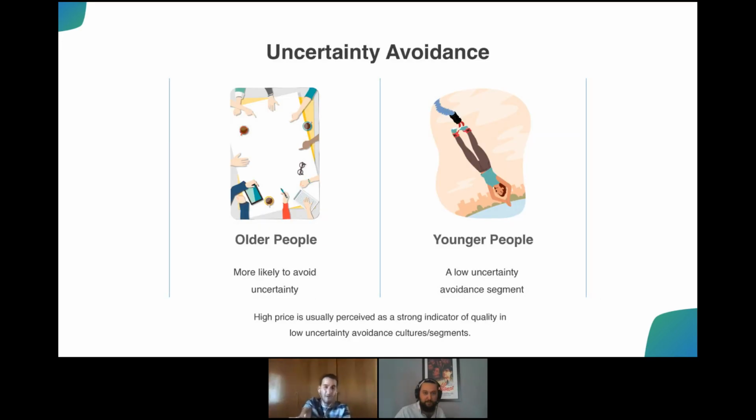Another aspect, if we dive deeper, is obviously age. And there's a sub aspect related to age, which is uncertainty avoidance. For example, older people are more likely to avoid uncertainty, but younger people have low uncertainty avoidance. The last sentence I wanted to put here is that high price is usually perceived as a strong indicator of quality, mostly in low uncertainty avoidance cultures. So, for example, younger people, like I just said, typically associate some value, some branding value, etc., to higher prices more than older people.